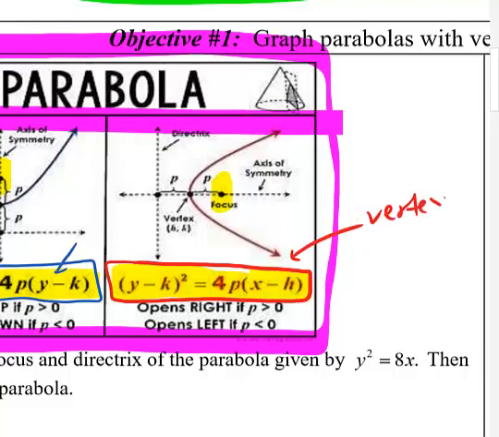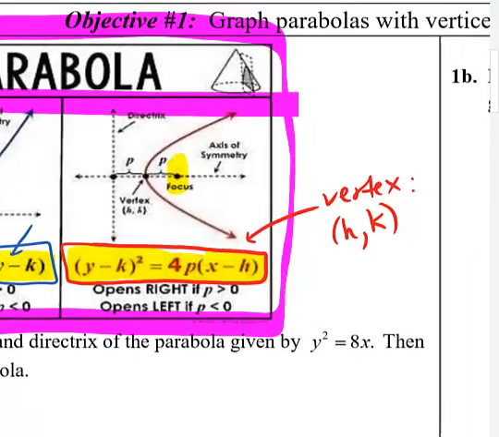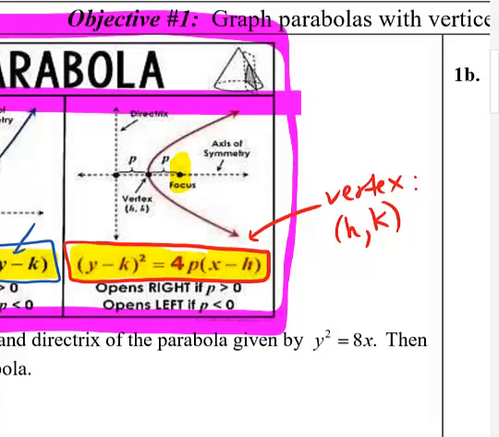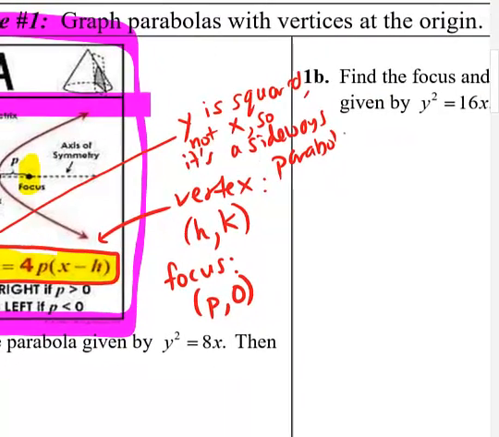It should be h comma k, and h you should always find as the number inside the parentheses with x, but you change its sign. And then k, similarly, is the number inside the parentheses with y, and you change its sign as well. But on these ones, the focus is going to be, instead of at 0 comma p, at p comma 0, because it should be on the x-axis instead of the y-axis. And you'll know you're dealing with a sideways parabola when y is being squared. Notice in the equation, y is squared, not x. That's how you know it's a sideways parabola. But if it was x being squared like in the equation on the left, then you know it's a regular parabola opening upward or downward.